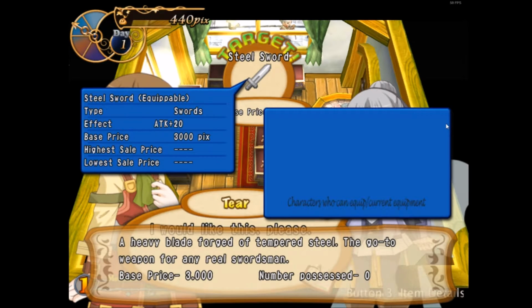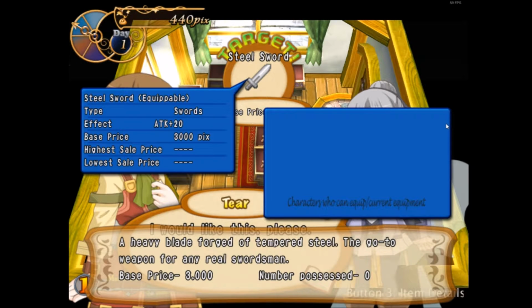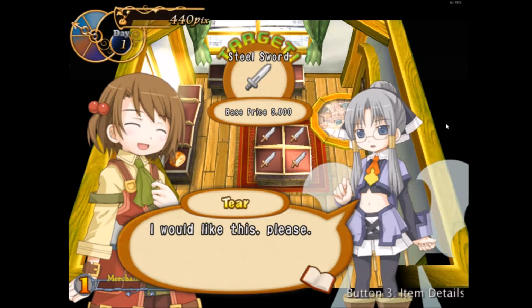Steel sword, das können wir uns mal anschauen. Attack plus 20, a heavy blade forged of tempered steel. The go-to weapon for any real swordsman. Was steht da rechts? Characters who can equip current equipment. Okay, das kommt später dann.